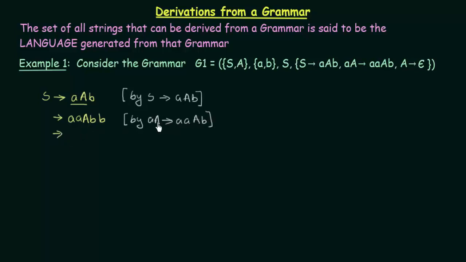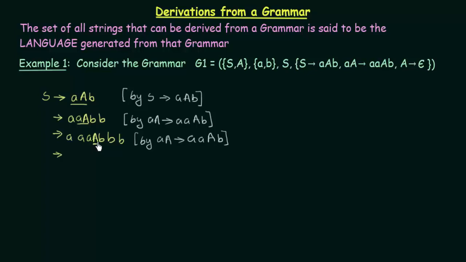Now let's further expand this. From here again, by this same production rule, I can take this aA from here and expand it. This aA can be written as aaAb, and this b will be written as it is, and this b also will be written as it is. So this is also by the production rule which is same as above, aA gives aaAb. Now I would like to further expand this.